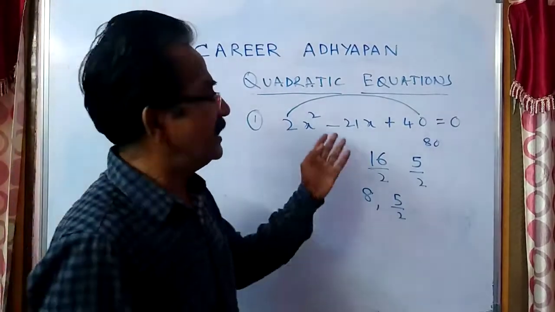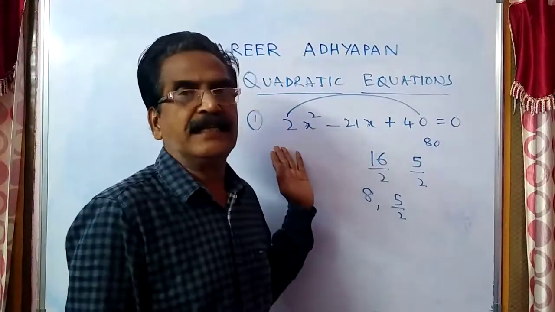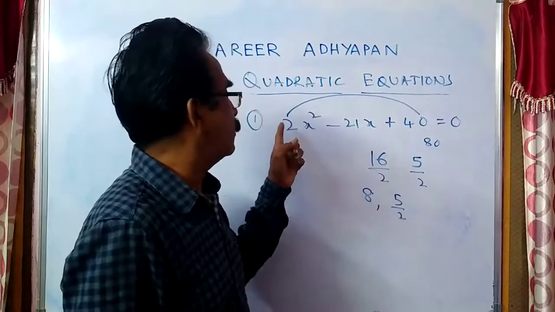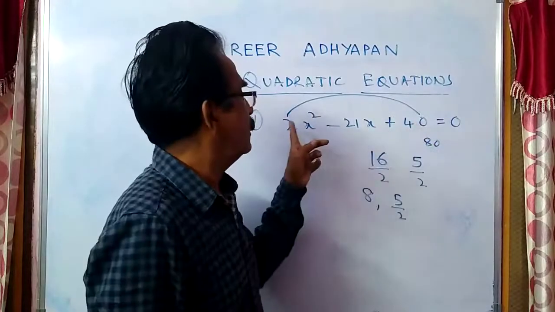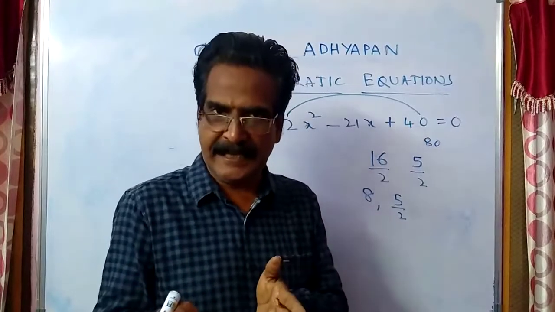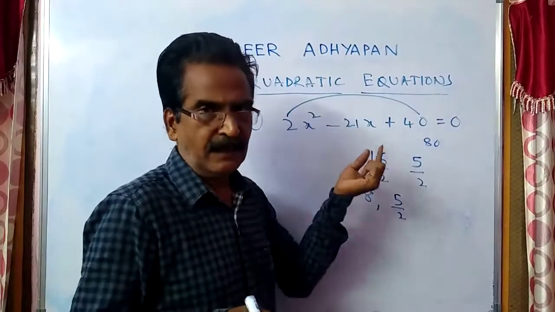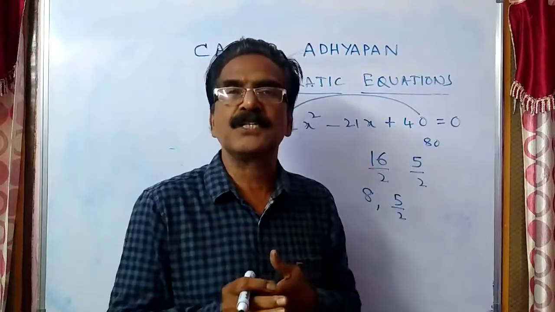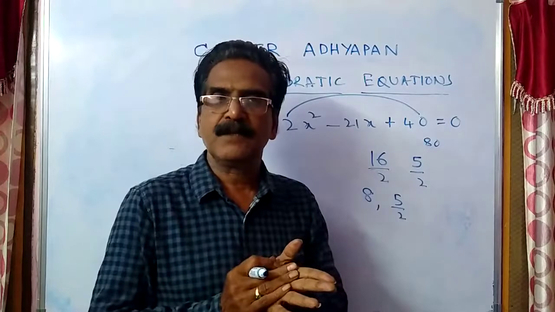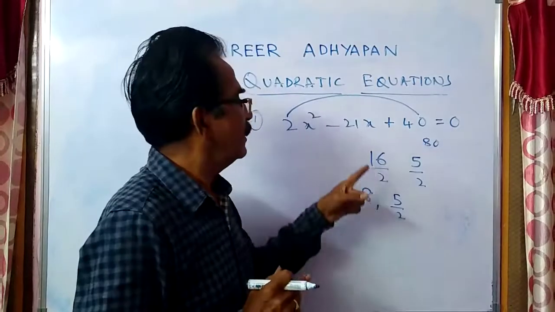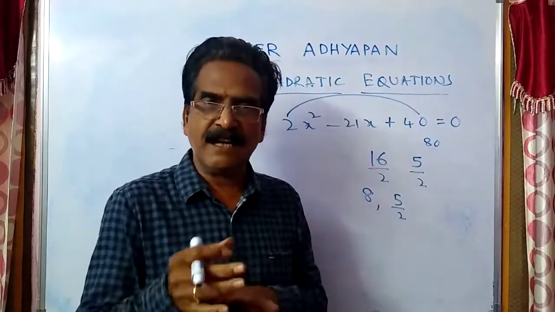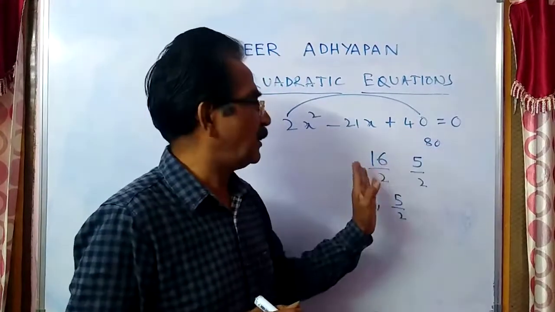So if a given equation has a coefficient other than 1, you have to multiply. I tell you once again, you have to multiply this into this. 2 into 40, 80. So now the product must be 80, sum must be 21. Accordingly, you have to select the roots. Those are 16 and 5. 16 5s are 80. 16 plus 5, 21. So after that, regarding sign of the roots, both the roots are positive, fine.